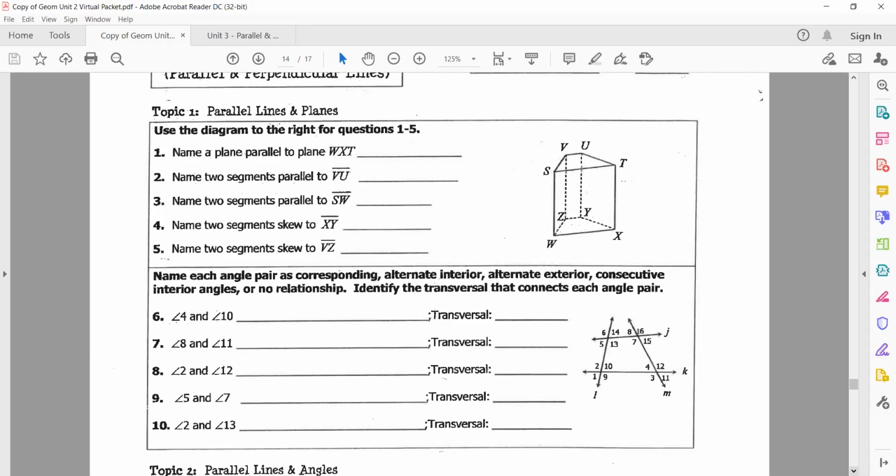So once you understand which transversal they're on, you can ignore the rest of the drawing. We don't care about anything that's on line J right now. All we care about are the angles on line K to look at the relationship between angles 4 and 10.